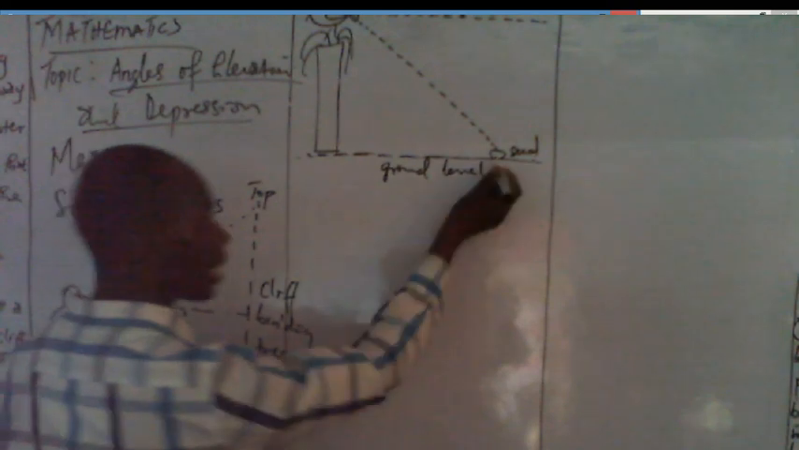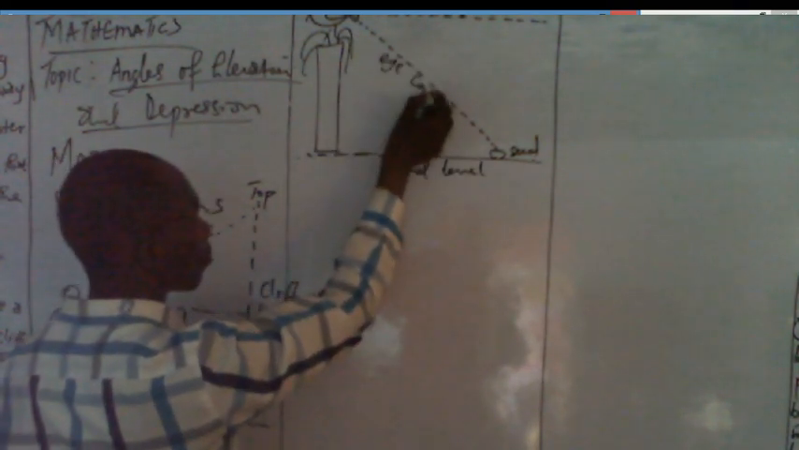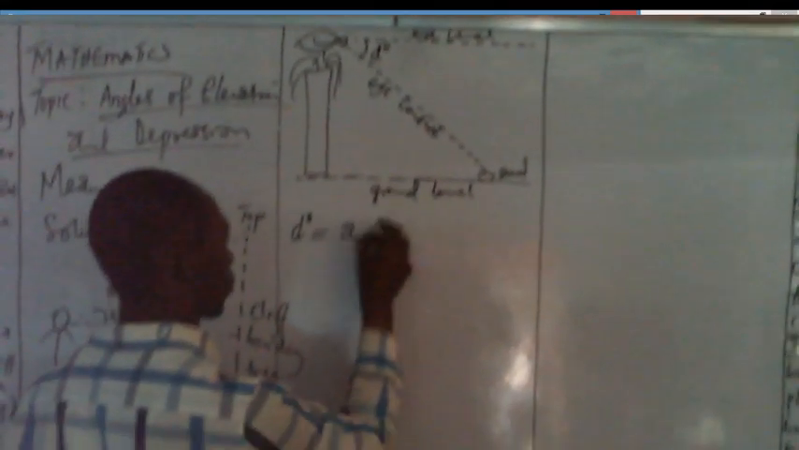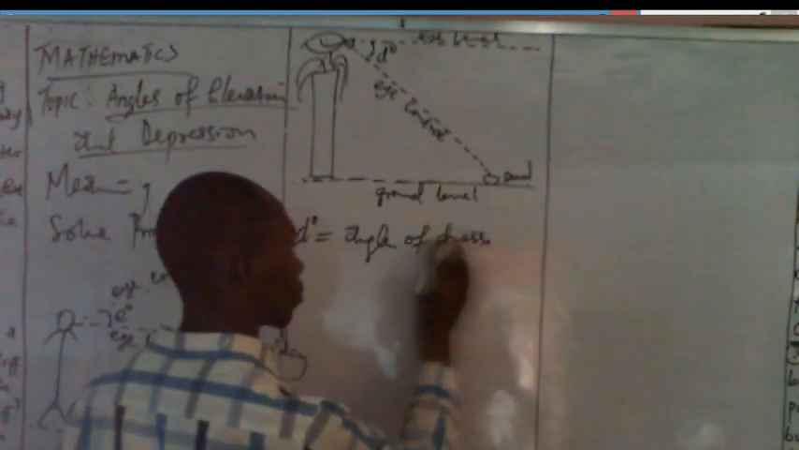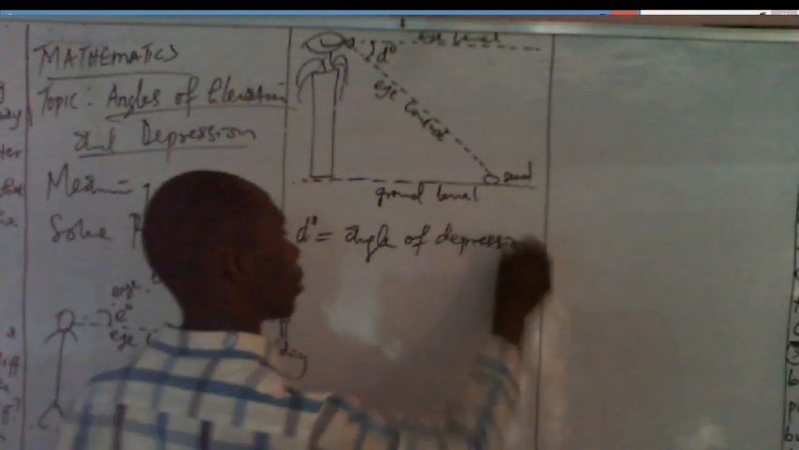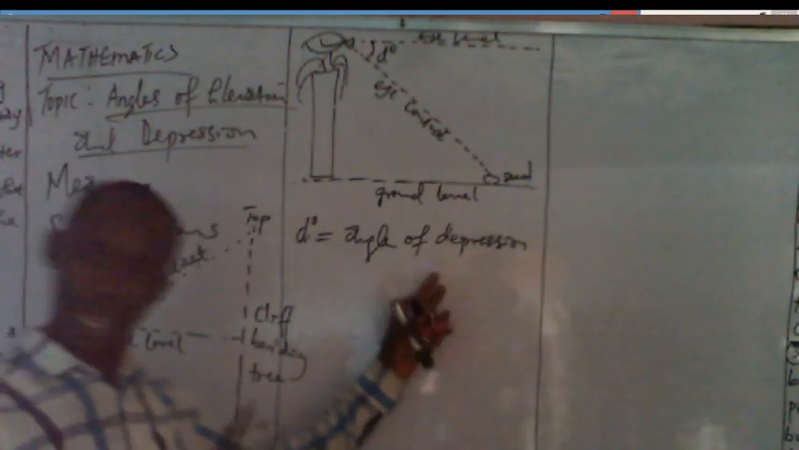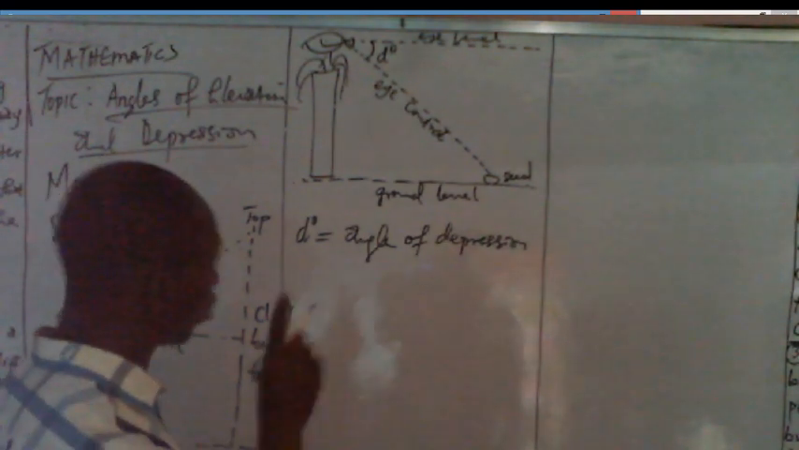And looking down to see this, the line between the eye of the bird and the seed is the eye contact. An angle has been formed between the eye level of the bird and the eye contact downwards. These degrees. This is referred to as angle of depression. So we can say that angle of depression is the angle between the eye level and eye contact downwards.